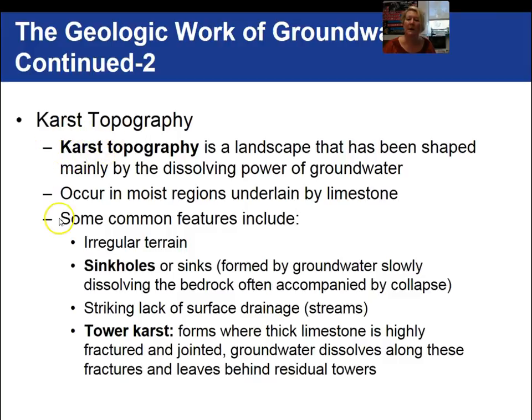In areas that have been extensively affected by dissolution of limestone, a certain topography called karst topography develops. Common features that we see in karst include irregular land or terrain, sinkholes, a lack of surface drainage, and even tower karst. I'll show you a picture of that.